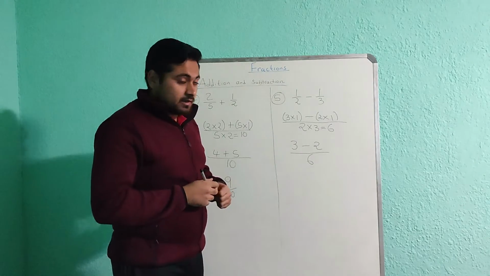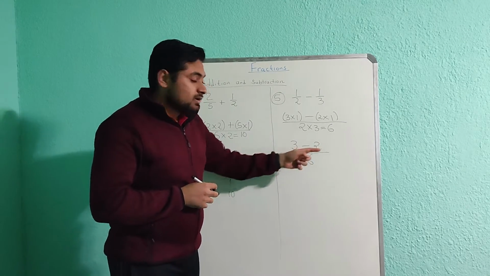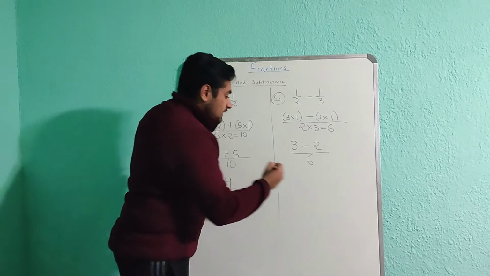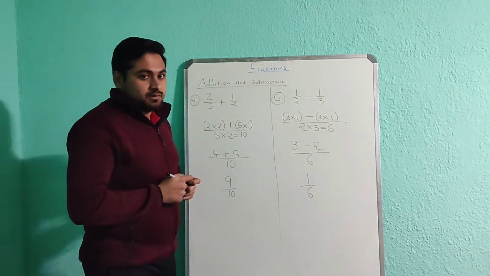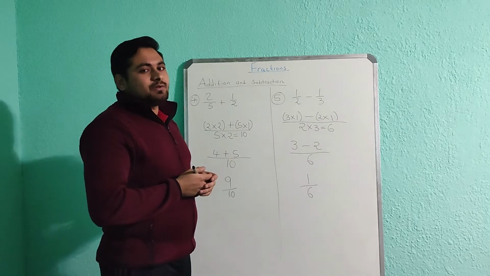So here we got a minus sign. So 3 minus 2 over 6. So what is 3 minus 2? That is 1 over 6. Therefore, that is your answer. Let's move on to the next solution.